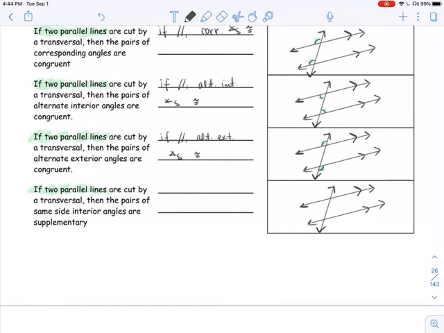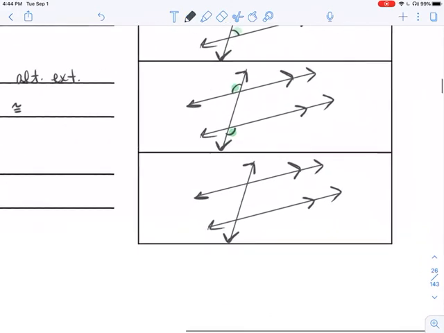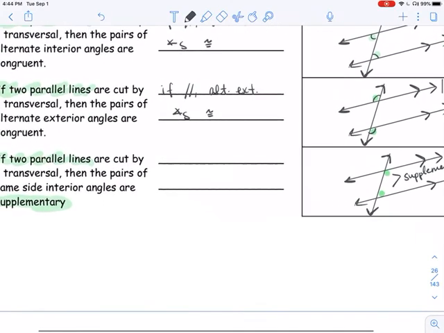If two parallel lines are cut by a transversal, then the pairs of same side interior angles are supplementary. So if I take this here and this here, I don't want to mark them congruent. They are supplementary. So our shorthand: if parallel, same side interior angles supplementary.